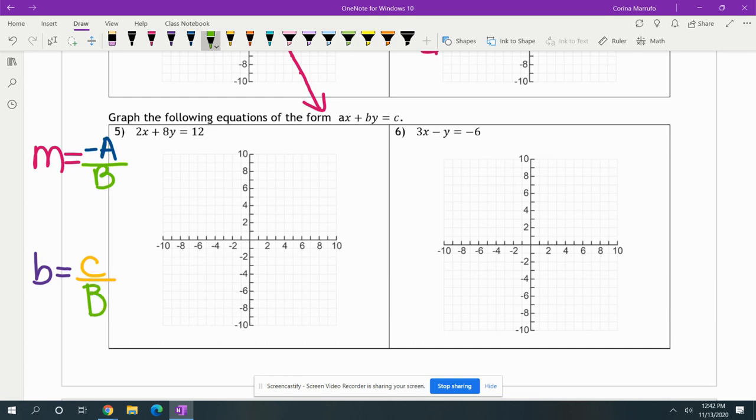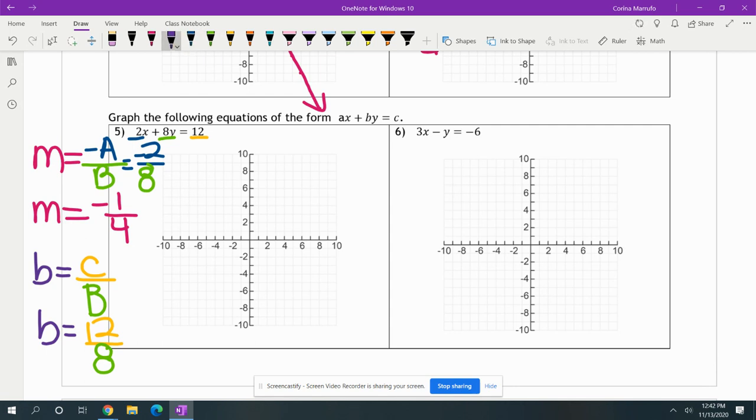Okay, so if we look here, our a here is 2, so it would be -2 divided by our b, which is 8. And we simplify, so that means that our slope here is going to be -1/4. Okay, and then for our y-intercept, we're going to do c, which is a number that's by itself after the equal sign, which is 12. And we're going to divide that by b, and our b is 8.